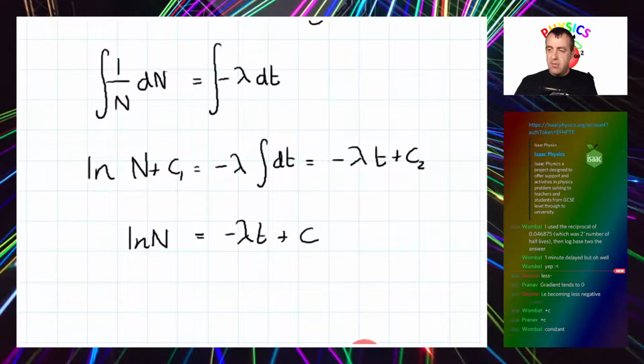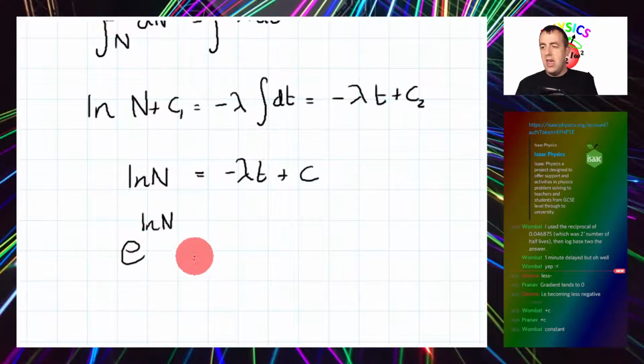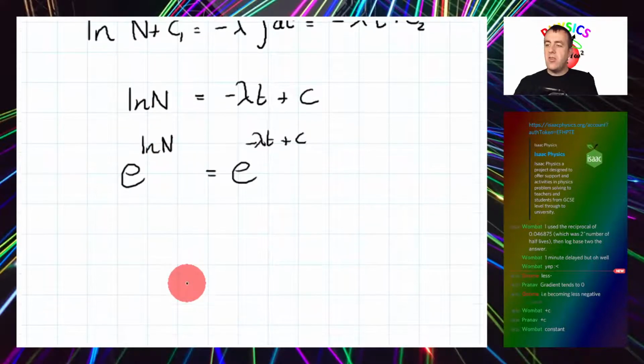Great. The next step, and this is the same approach you'll use when you look at capacitor discharging, when you look at lightly damped harmonic oscillators and the amplitude of them, when you look at cooling curves for transferring thermal energy. This appears all over physics, is we're going to raise e to the power of this equation. Look, this left-hand bit is equal to this right-hand bit, so e to this left-hand bit is equal to e to this right-hand bit. And e is the inverse function to the natural logarithm. So e to the natural log n is going to equal e to the minus lambda t plus c. E to the natural log of n is just n, because they're inverse functions of each other.